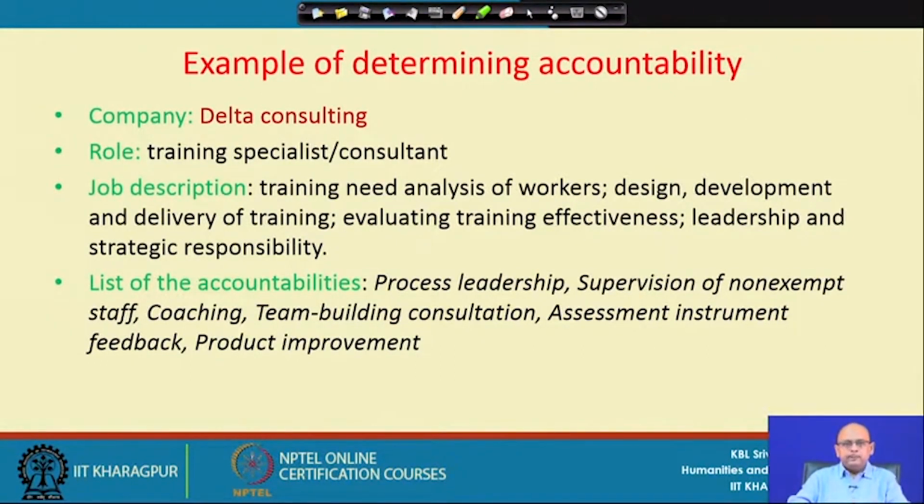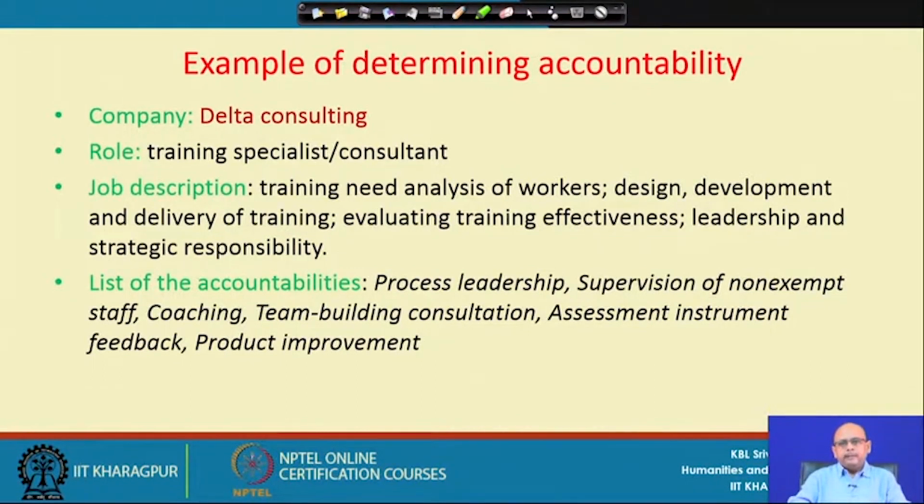So, this is the job description, and based on this you can identify the key accountabilities: process leadership, supervision of non-exempt staff, coaching, team building, assessment instruments, feedback, product improvement. So, whatever training is provided, based on all this you can identify what the key accountability areas are, right.